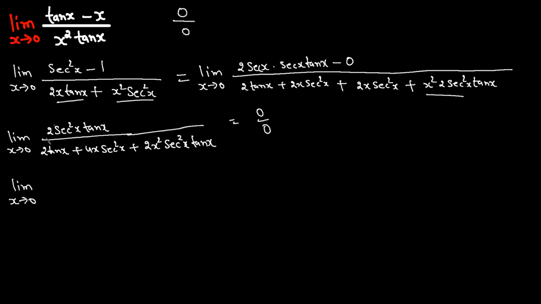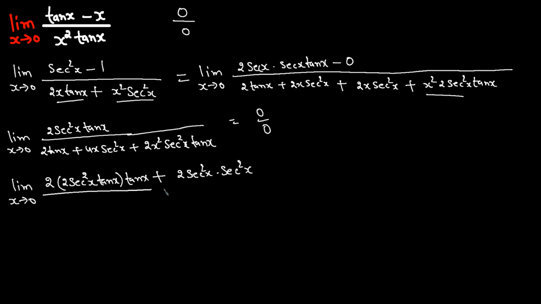So the derivative of 2 secant square x is basically 2 into, and we know the derivative of secant square x is 2 secant square x tangent x. So I'm going to write it down over here: 2 secant square x tangent x into this tangent x, plus 2 secant square x into the derivative of this tangent x, which is basically secant square x.